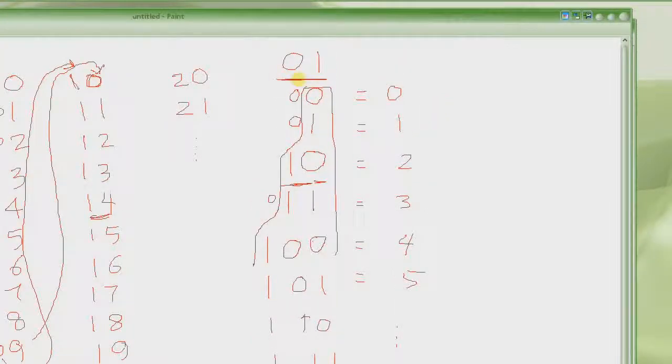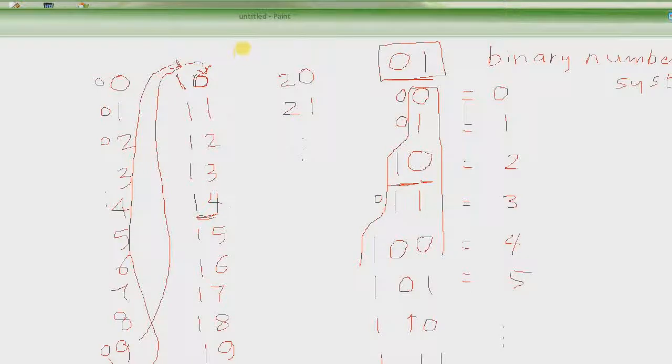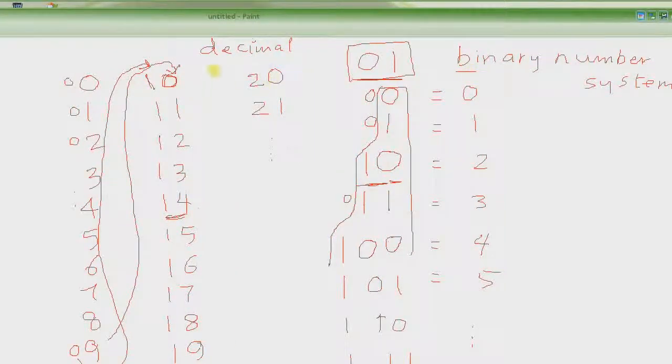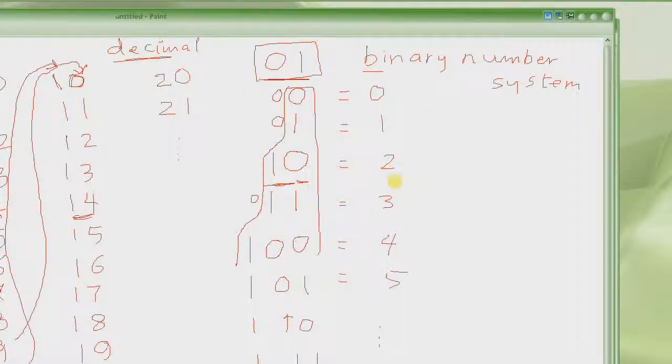So this number system, which has 2 digits, is called the binary number system. This number system, which has 10 digits, is called the decimal number system. Bi means 2, deci is related to 10, so binary and decimal. Well, this was just the introduction to the binary number system.